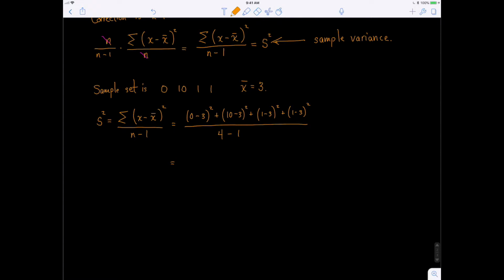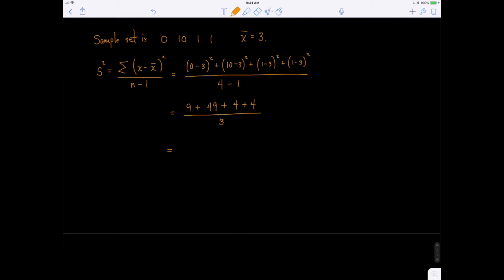Okay, now we calculate this out. 0 minus 3 is negative 3, we square it, we get 9, plus 10 minus 3 is 7, so we square it to get 49, plus 1 minus 3 is negative 2. We square it to get 4, plus we'll have another 4. And 4 minus 1, well, that's 3. So if we add these up, 9 and 49, that's 58, plus 8 more. We found it was 66, divided by 3, and that is 22. So our sample variance is 22.